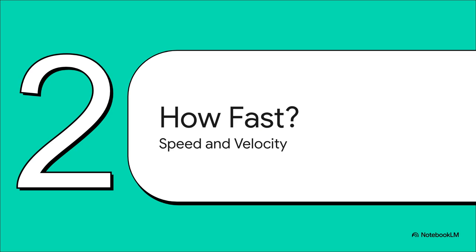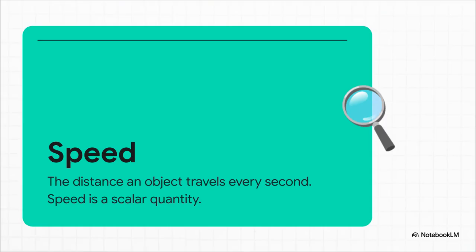Okay, so we have covered how far and where to. Let's build on that. The next logical question is, how fast are we going? We all know what speed is, don't we? It's how fast you're going. In physics terms, it's the distance you travel every single second. And because it's all about distance, it's a scalar. It's just a number, like 30 miles per hour or 1.5 meters per second.